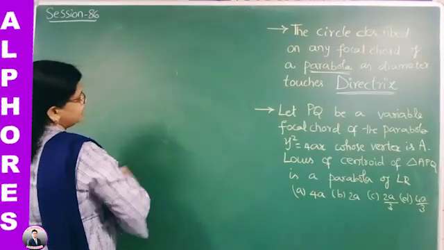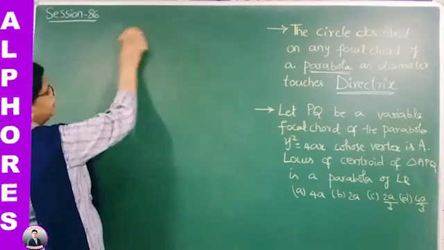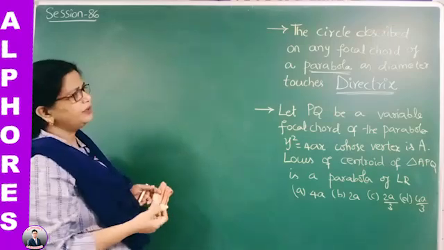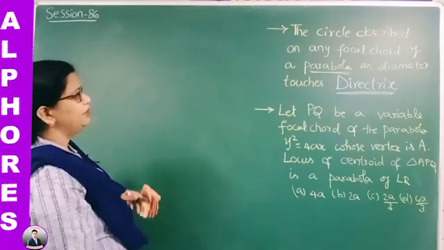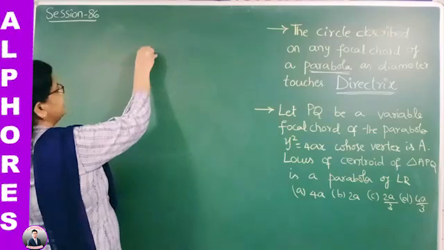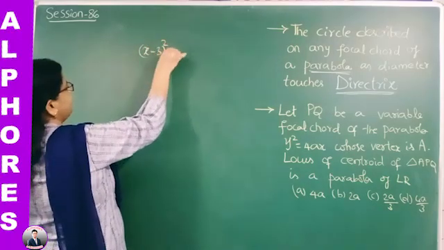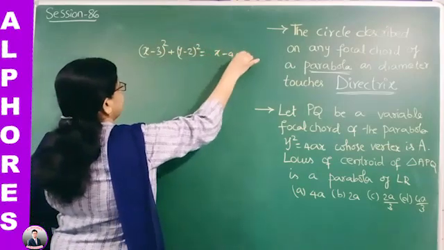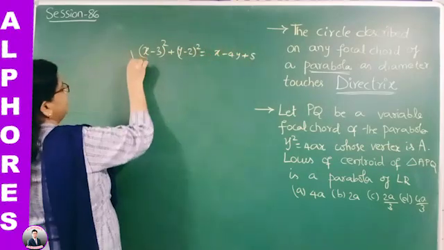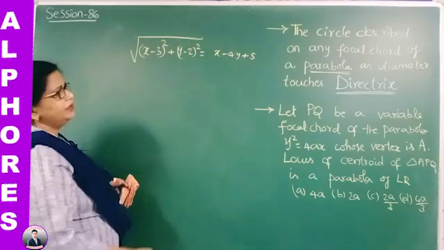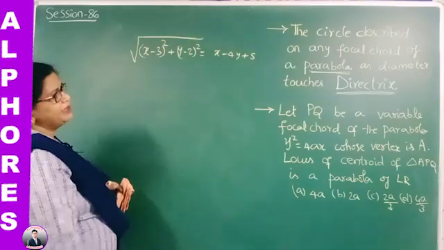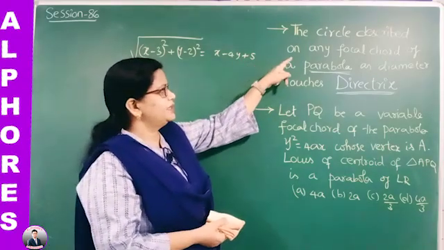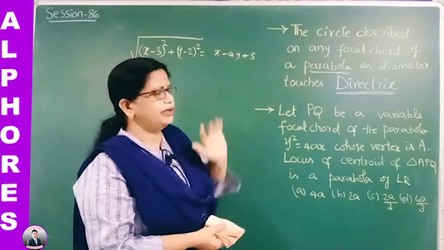So how can they ask this type of value in our problems? They will ask about a circle described on a focal chord of a parabola. Simply they will give the equation of the parabola like this: some (x minus 3) whole square plus (y minus 2) whole square is equal to some (x minus 4y plus 5). Understand? Then they will ask to find which fixed line touches a circle where the focal chord is the diameter.